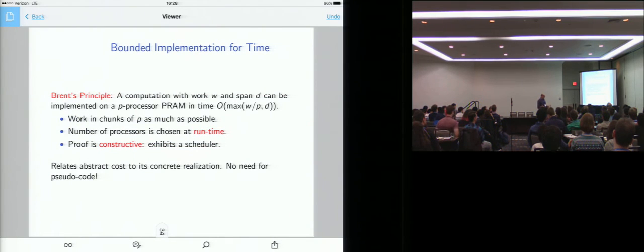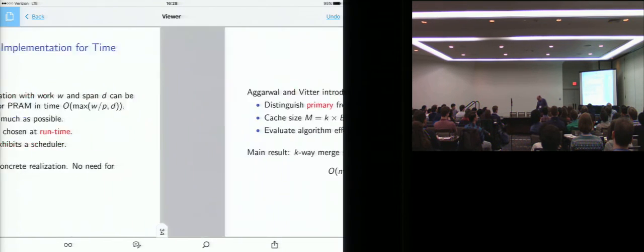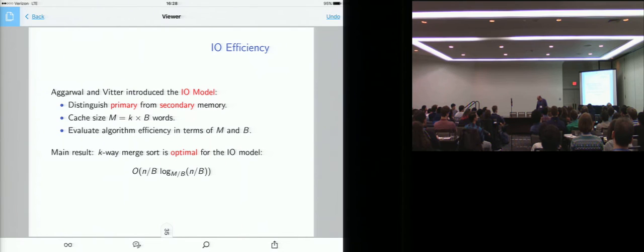And then we do use something called the Brent type theorem, which is Brent's principle, this thing I told you about before, bounded implementation. So I can say that the general theorem here is if you have work W and span D, you can implement it on a PRAM with the time that is stated there. And the idea is you can't run any faster than the span, and you can run in chunks of P insofar as that's possible. So that's the idea. Okay, so I don't have time to explain it all.